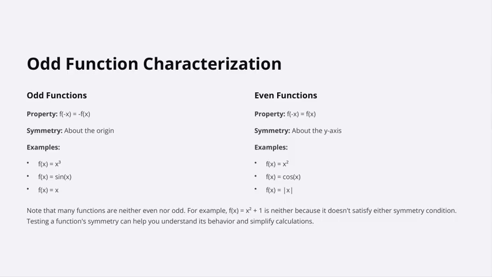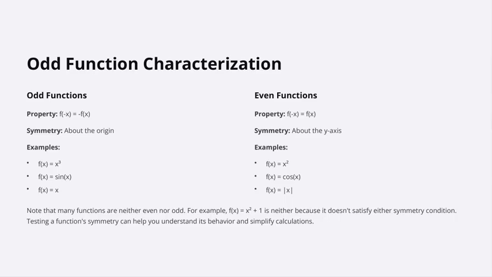Now, contrasting that, we have even functions. These satisfy the property that f(-x) equals f(x). So, if you plug in -x, the output remains the same. This results in symmetry about the y-axis. Think of the graph being mirrored across the y-axis. Examples include x squared, cosine of x, and the absolute value of x.